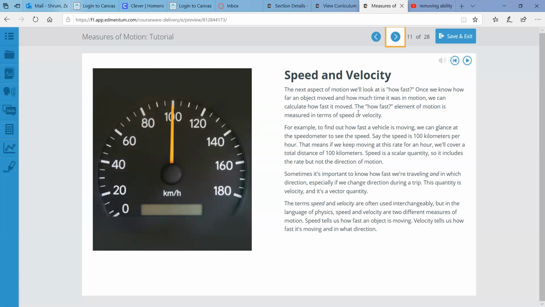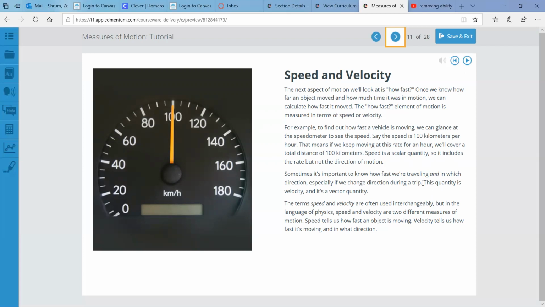So if you look at the speedometer in a car, it will say, let's say, 100 kilometers per hour. And if we drive for 1 hour, you will travel 100 kilometers. Speed is a scalar quantity, so it includes the rate, but not which way you're going.